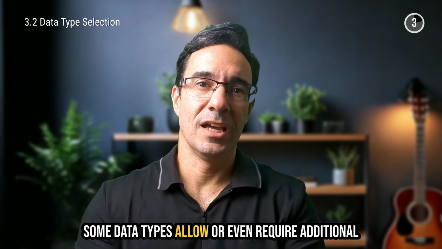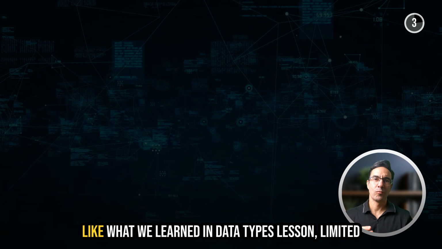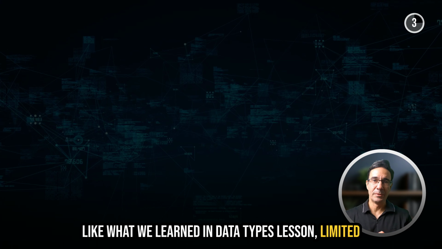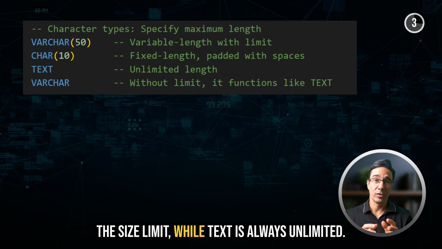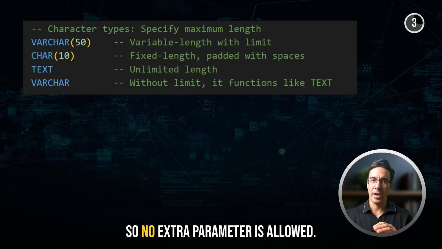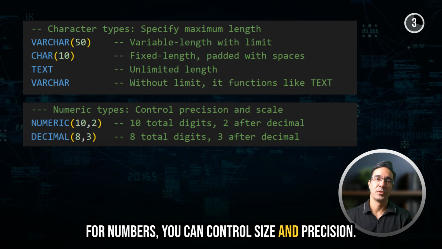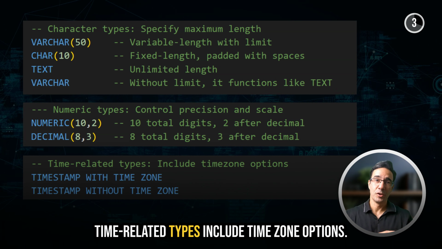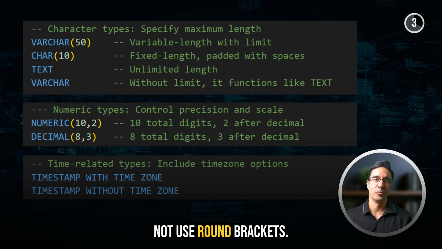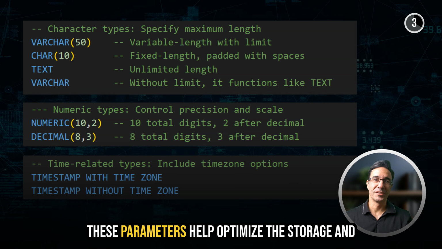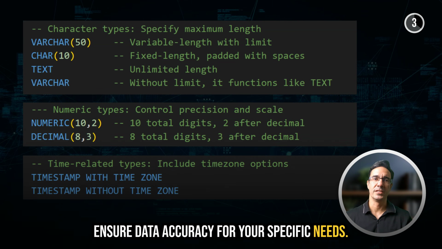Some data types allow or even require additional parameters to control their behavior. Like what we learned in the data types lesson, limited character types like char require or allow a size limit, while text is always unlimited, so no extra parameter is allowed. For numbers, you can control size and precision. Time-related types include time zone options. In this case, the syntax does not use round brackets. These parameters help optimize the storage and ensure data accuracy for your specific needs.